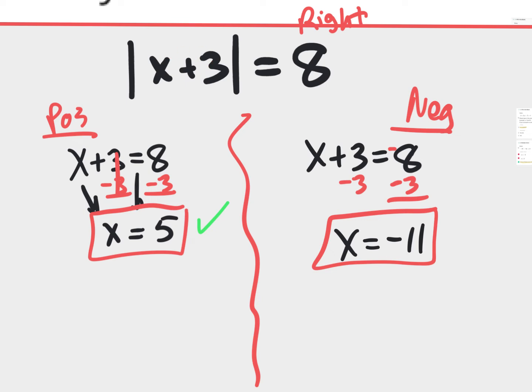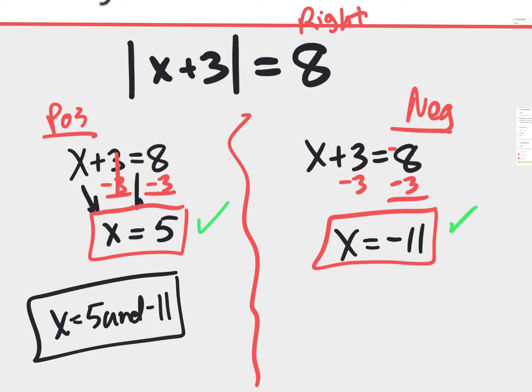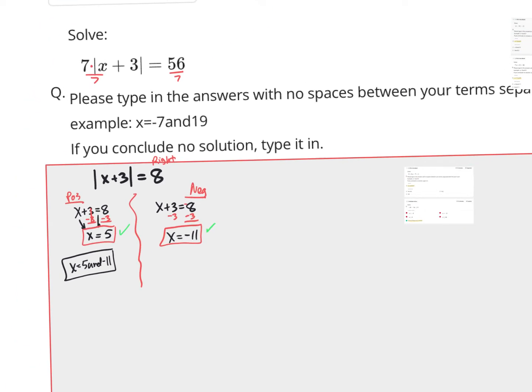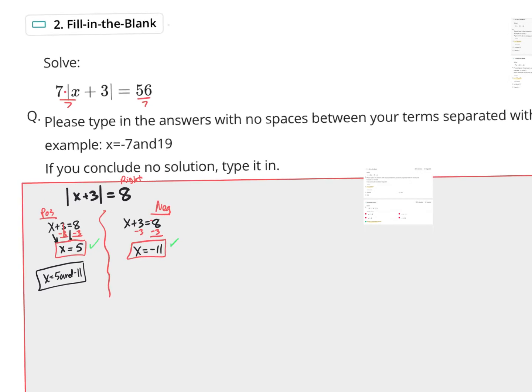If you want to, you could use a calculator. Negative 11 plus 3 is negative 8. And then the absolute value of negative 8 really is positive 8. So this one works as well. So you would type in your answers, x equals 5 and negative 11, no spaces between your terms, right? That's how you would type it in on this particular problem. Let's move on to the next question.